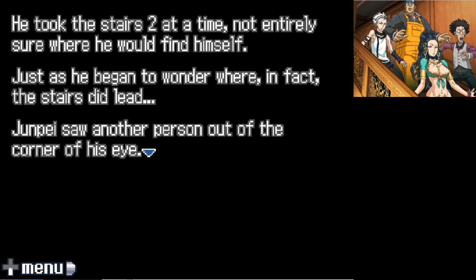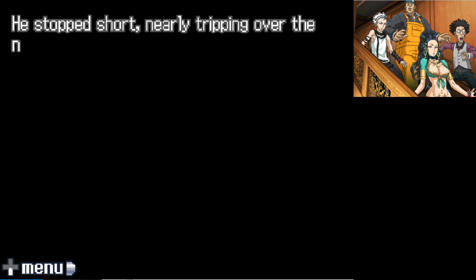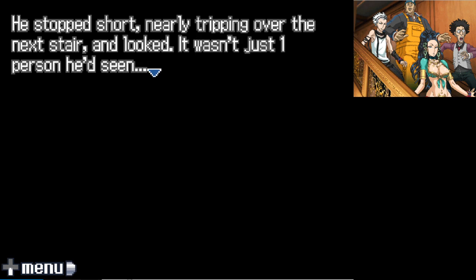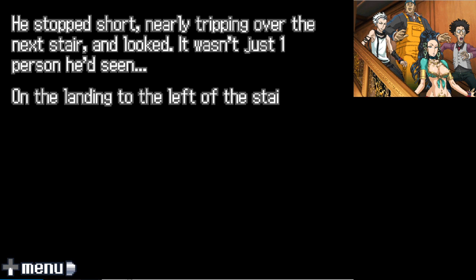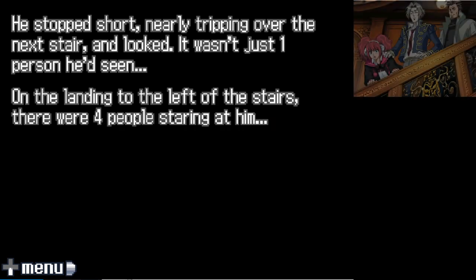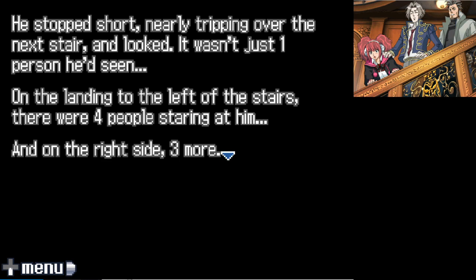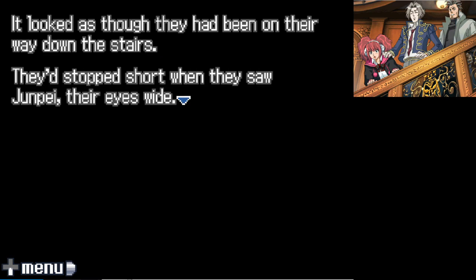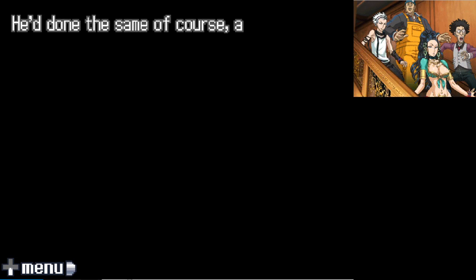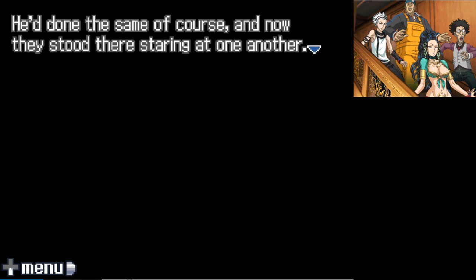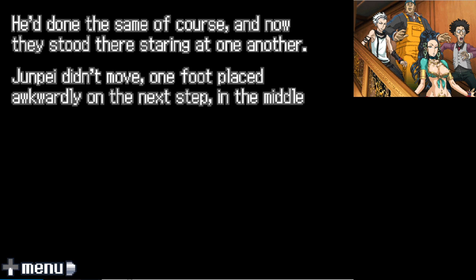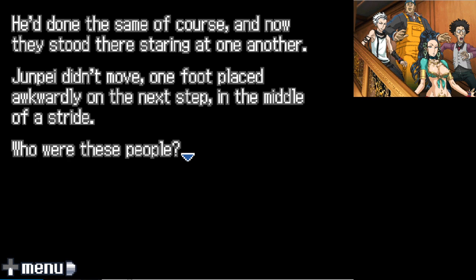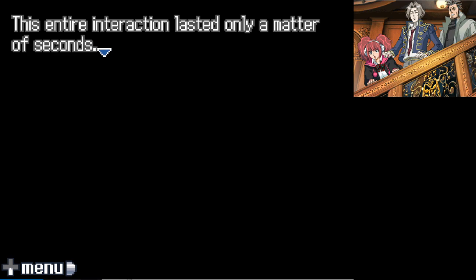Junpei saw another person out of the corner of his eye. He stopped short, nearly tripping over the next stair, and looked. It wasn't just one person he'd seen. On the landing to the left of the stairs, there were four people staring at him. On the right side, three more. All told, there were seven of them. It looked as though they had been on their way down the stairs, stopped short when they saw Junpei, their eyes wide. He'd done the same, of course, and now they stood there staring at one another. Junpei didn't move, one foot placed awkwardly on the next step in the middle of a stride. Who were these people? The entire encounter lasted only a matter of seconds.